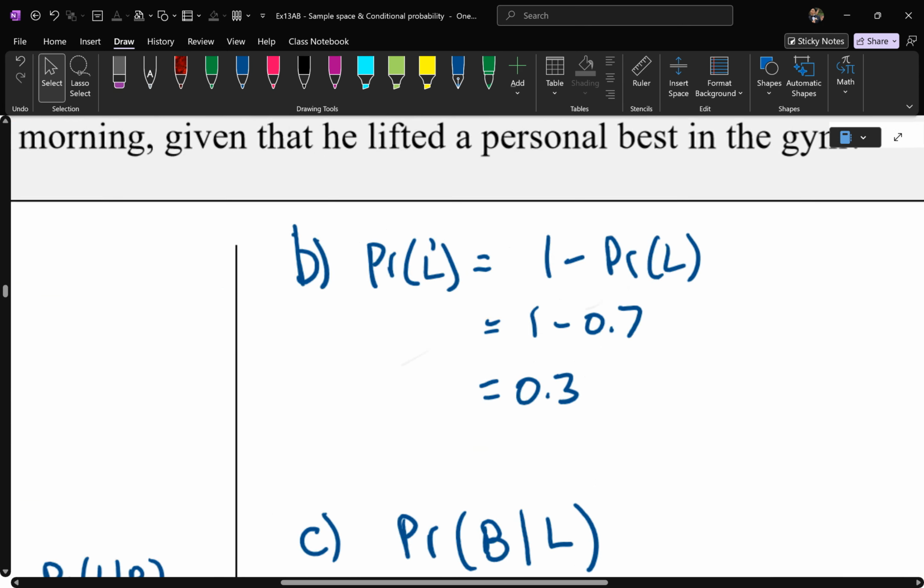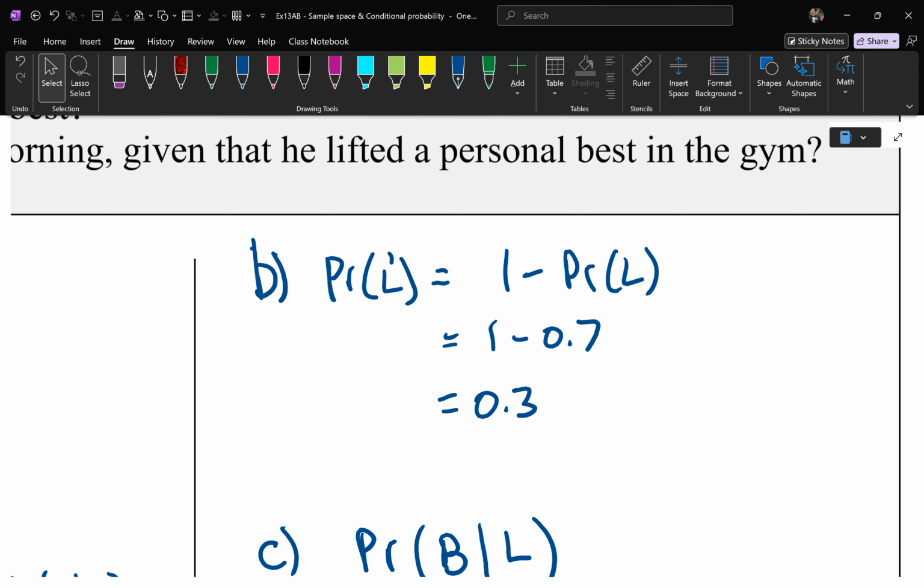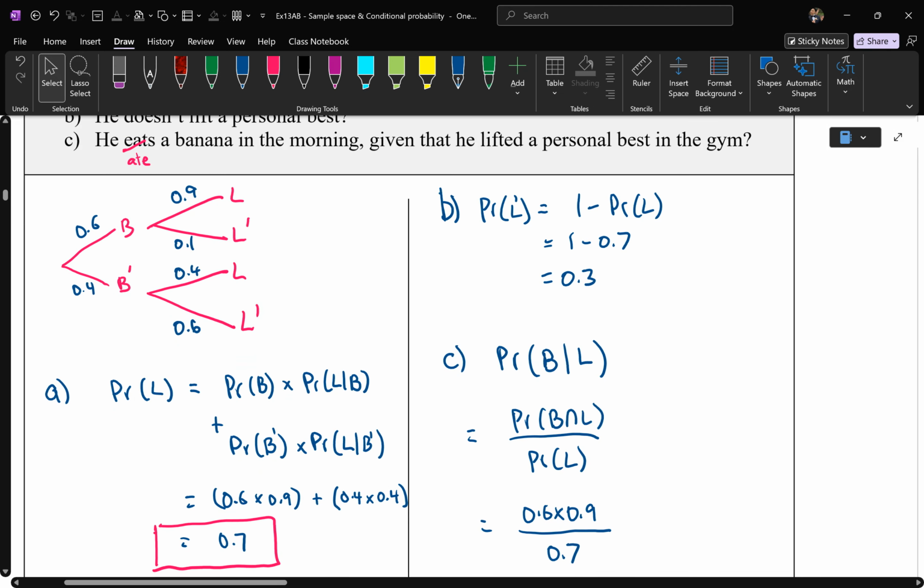Same thing with the next one. For B, you didn't have to do much calculation again. That's L dash, so it's the complement. So it's just 100% take away 70%, which is 30%. So it's a quicker approach rather than doing conditional probability again. That would have been quicker to get L dash.